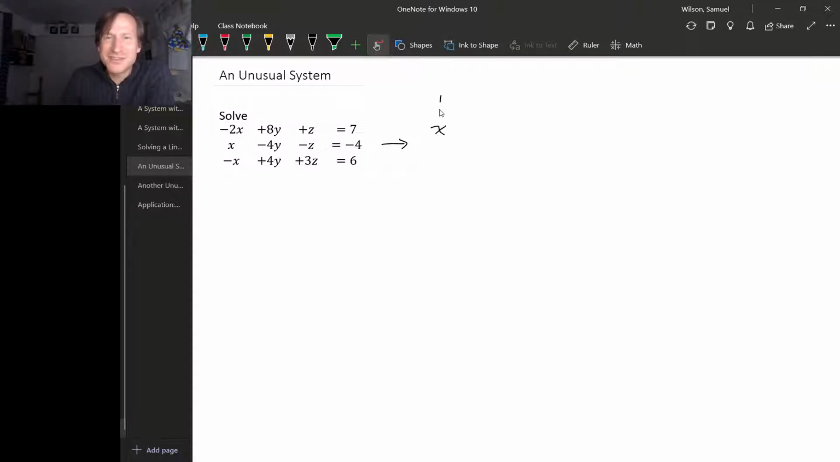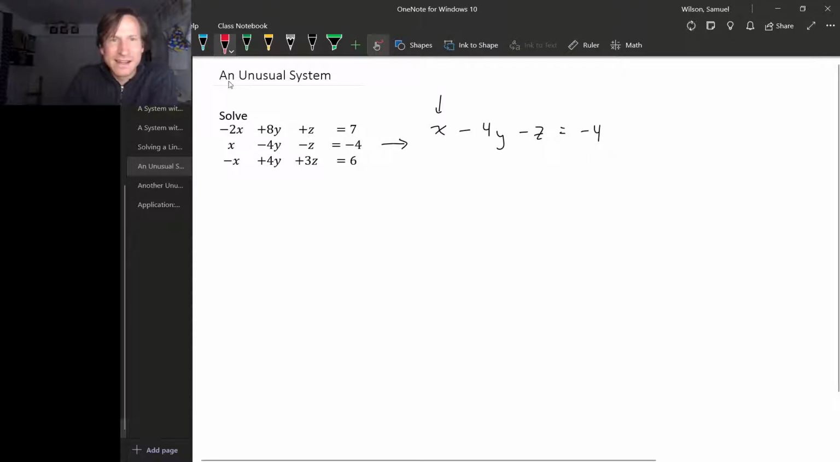So I'm going to start out just by switching these first two equations, because if I can get it, I like to have just x in my upper left-hand corner. That makes some of the rest of it a little easier. So x minus 4y minus z equals minus 4. And now I can add 2 times this to that equation.